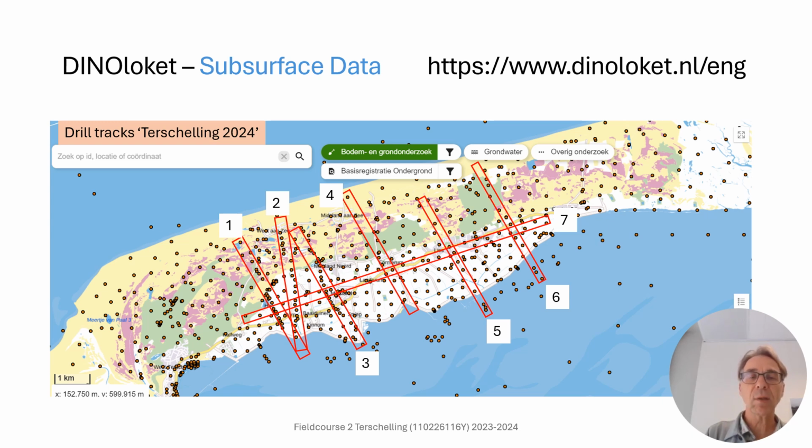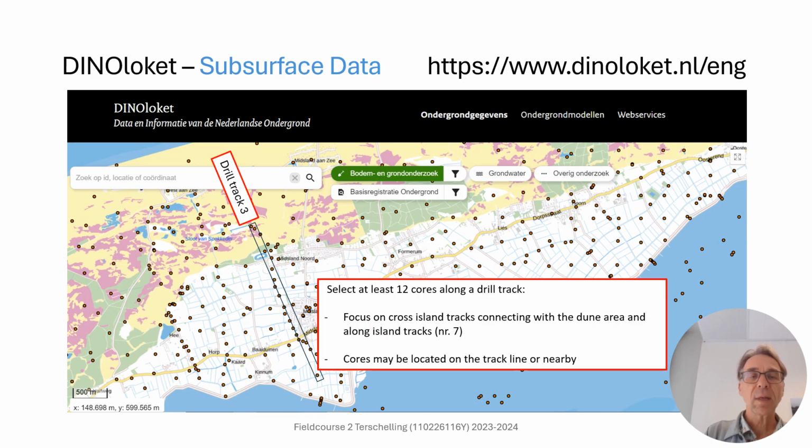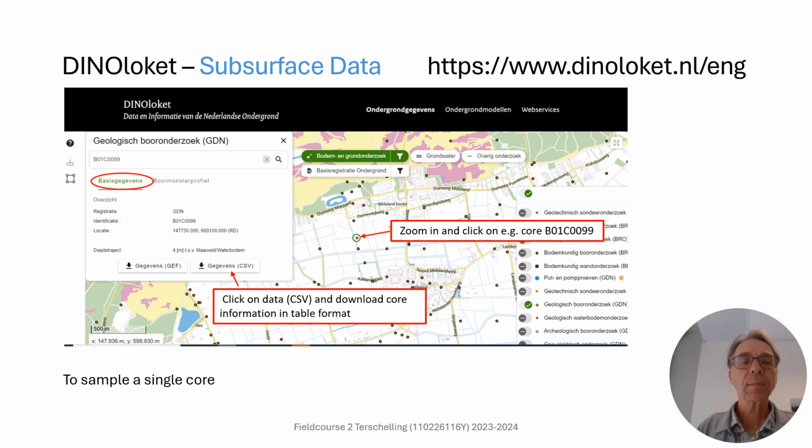So again, you can see the amount of cores is quite extensive, and has a nice coverage on the island. So when you select a drill track, this drill track number 3, make sure you select at least 12 cores along a drill track. You can see this drill track 3 has many more cores, because the drill track is also in a nice line, as you can see over here as well. So again, make sure you select those cores, and also make sure these cores are located on the track or quite nearby.